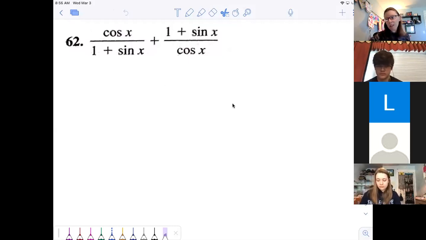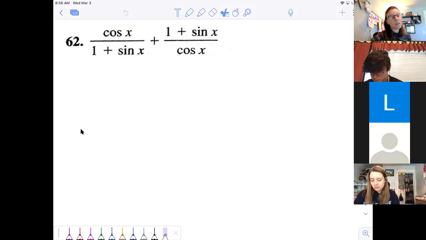Sometimes it helps just to go to a new slide in Notability, or if you're using paper, just start fresh, skip the problem, try it over again. There is not just one correct way to simplify these. So that's the nice thing about it. There are a couple of different ways that you can approach it. It just depends on what you see in the problem. So saying that, if you look at number 62, we have these two fractions.